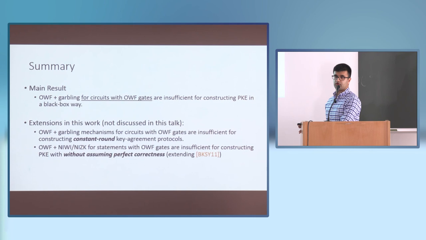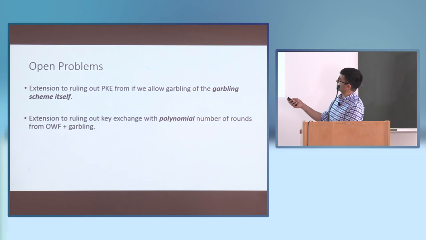Okay, so we showed that you cannot build public key encryption from one-way functions and garbling schemes for circuits with one-way function gates. And also, in our paper, we showed how to extend the results to the case of constant round key exchange protocols. And as a couple of open problems, we would like to be able to extend our impossibility result to the case where we are also allowed to garble circuits that have garbling gates in them. And finally, we'd like to see whether our impossibility result extends to key exchange protocols with a polynomial number of rounds. Okay, thank you.